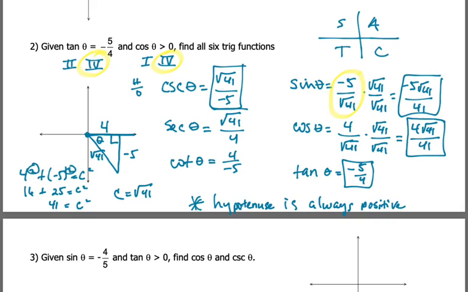So these are all of our 6 trig functions. And we should remember that in the 4th quadrant, the only thing that should be positive is cosine and its reciprocal. And so this one and this one should be the only ones that are positive, and they are, so we've done that correctly. All right, let's go up to another one.